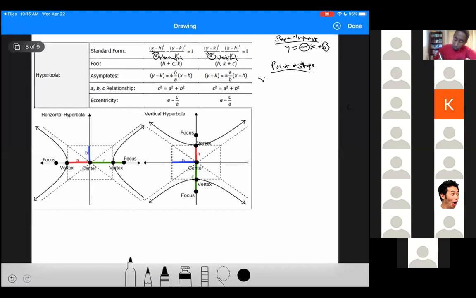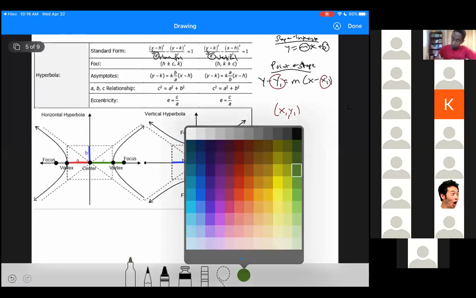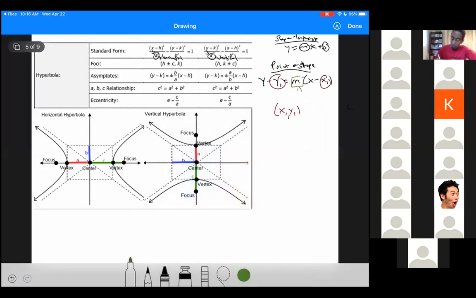It's in the form y minus y1 equals m times x minus x1, the point being x1, y1. That would be any point that is along the line. Your m being your slope. That is the form of a line. Hopefully that's coming back to us. So both of these are in that form.